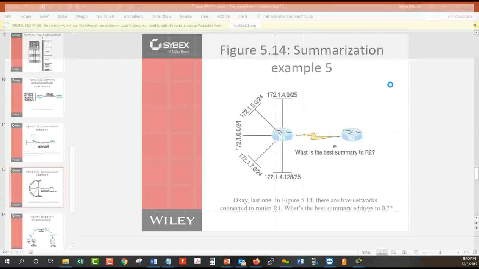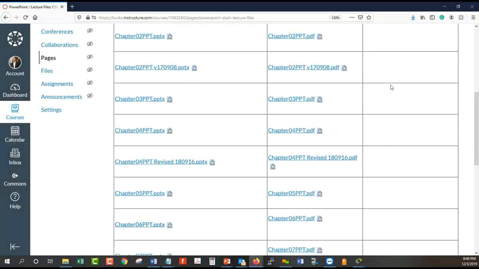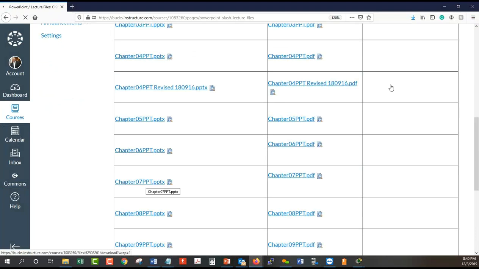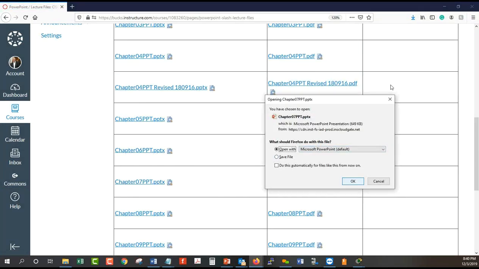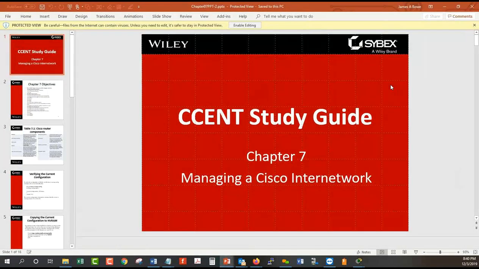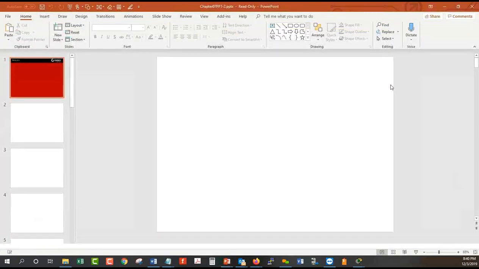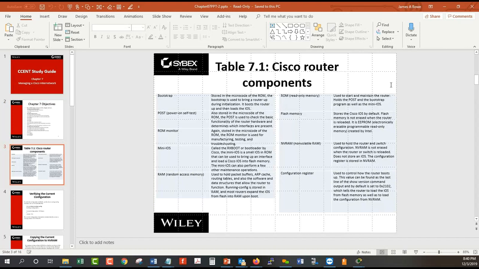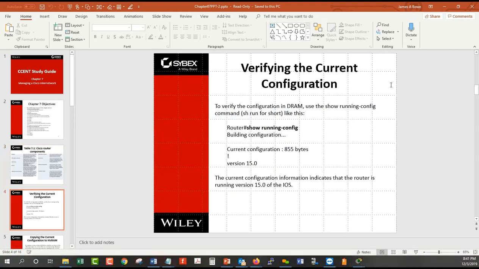All right, so let's close this down. Let's go to Chapter 7. And Chapter 7 is where we get into talking about the password reset. And Greg, that was the one topic you wanted to just go over. So again, know the different components, the different types of memory, the different operating system levels that we have within a Cisco router or a Cisco switch for that matter.